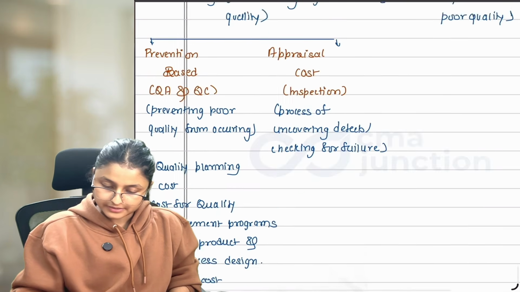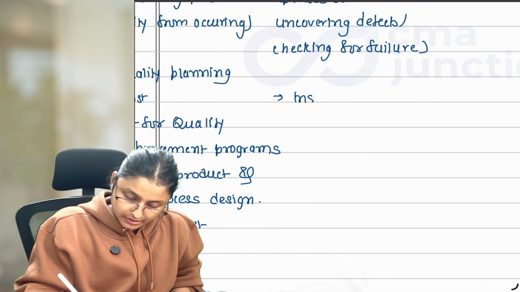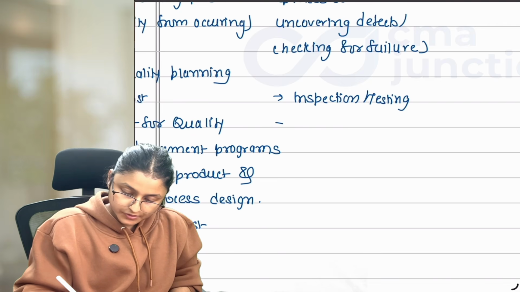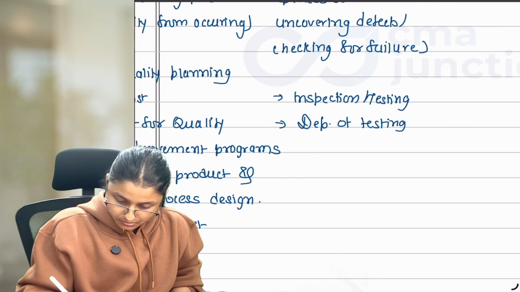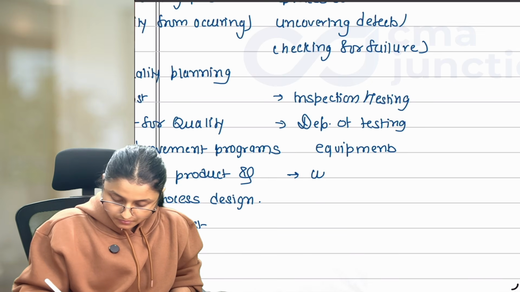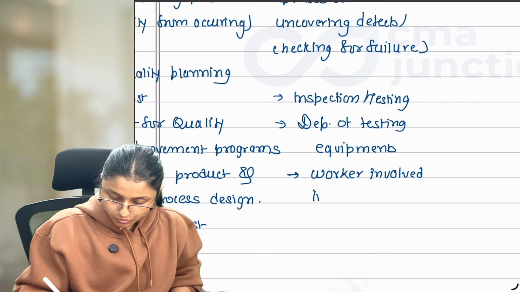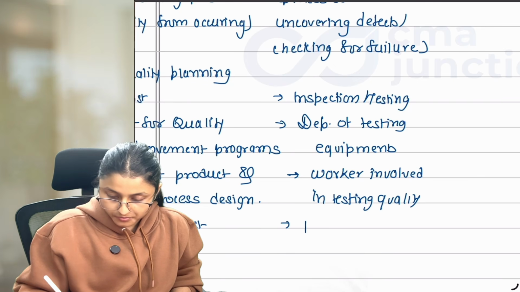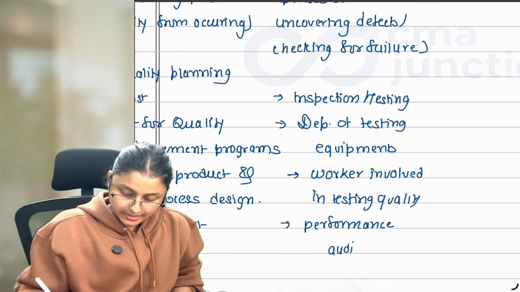Done. Next, appraisal cost involves inspection and testing cost, depreciation of equipments, testing equipments, worker involved in testing quality will also include the cost of it, and performance audit cost to check whether the inspection is done properly or not.